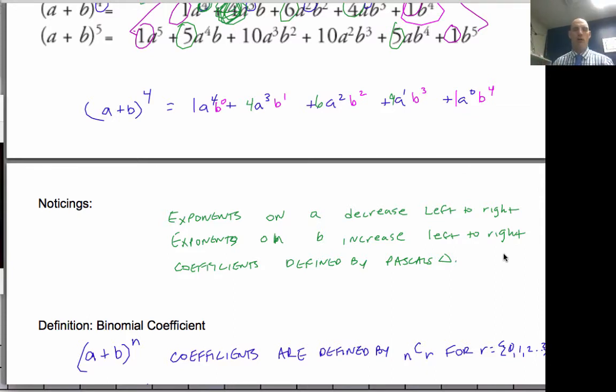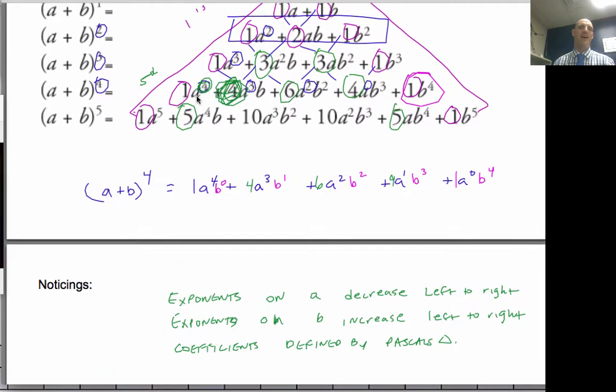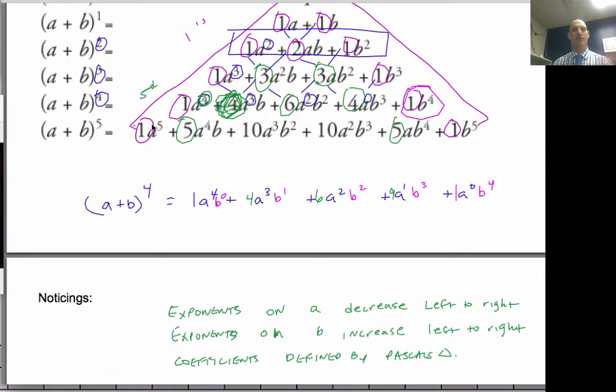Okay, so how would you know? Well, it's the first non-1 number, right? So a plus b to the fifth. How do I know which line to use? Well, it's the line that has 5 as the second term in it.